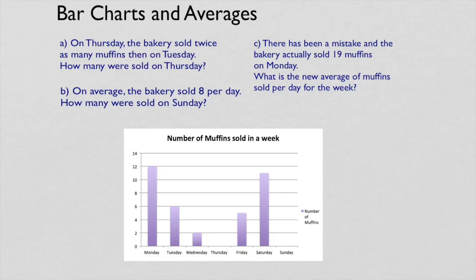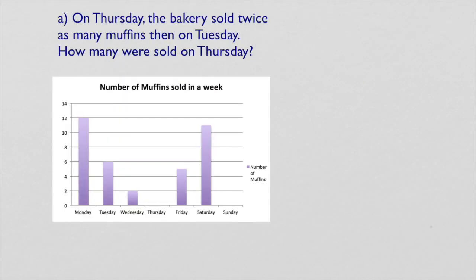Here are the three questions coming up. Part A is going to require us to read the bar chart and calculate how many muffins were sold on Thursday. Part B will require us to work out some averages, and for that we're going to need the total and then calculate the mean number of muffins sold every day. And part C, there's going to be a change in the value, so we have to recalculate the total and recalculate the average of muffins sold per day.